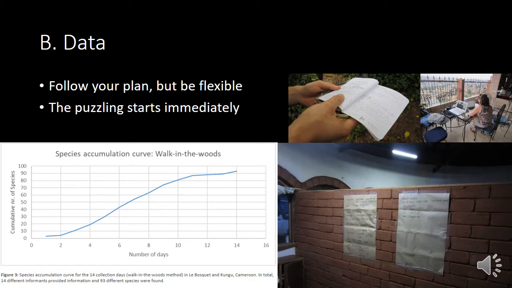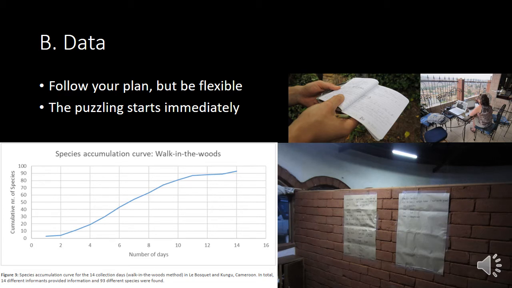Walk in the woods. Luckily, as you can see in the species accumulation curve in the bottom left corner, we actually collected a lot of species in those 14 days, and we hit the plateau, which means that we had collected everything. Well, this required us to be quite flexible in our research planning. For example, we went back to the capital twice, I think, or once, and then got back to the field again.